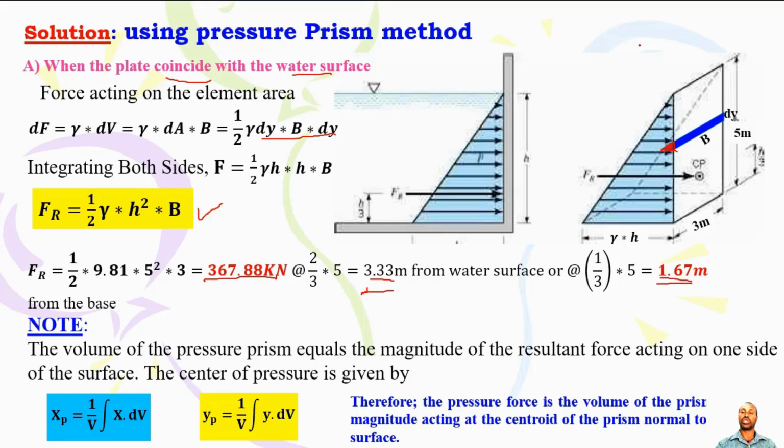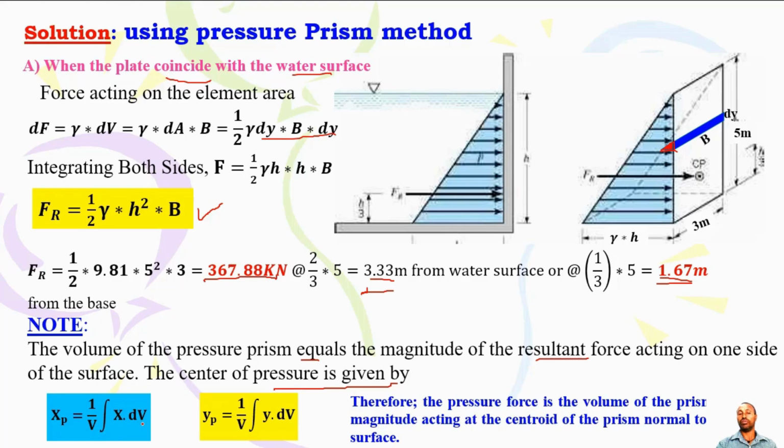So this is just a general sketch of the pressure prism method. As you note, the volume of the pressure prism equals the magnitude of the resultant force acting on one side of the surface, which is just to be calculated. Already we have seen, the center of pressure is given by the center of pressure. You can use the integration method. XP is 1 over the total volume.